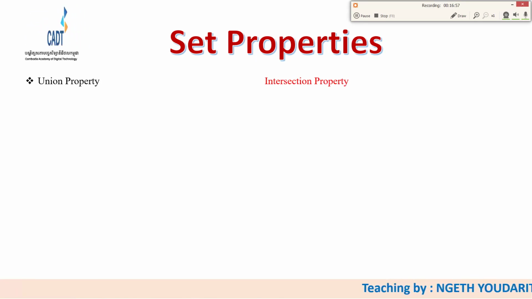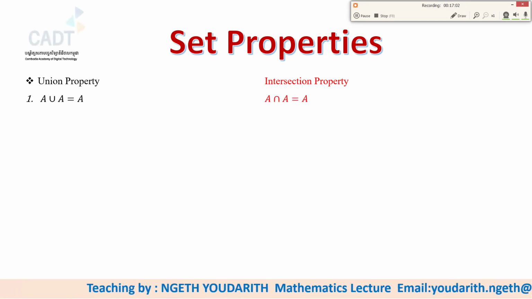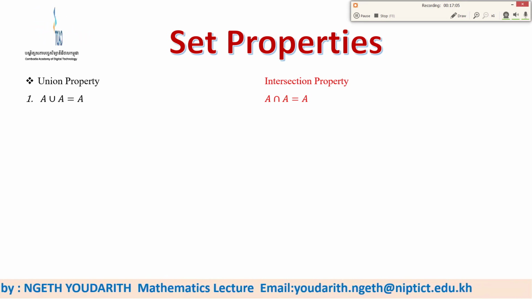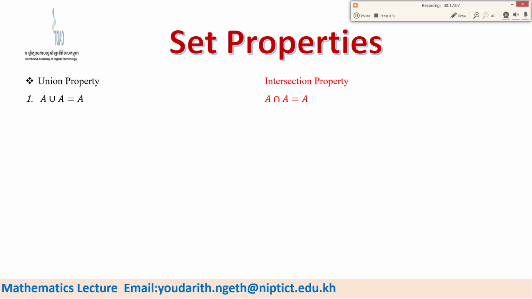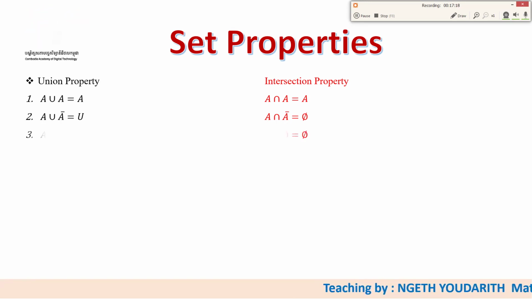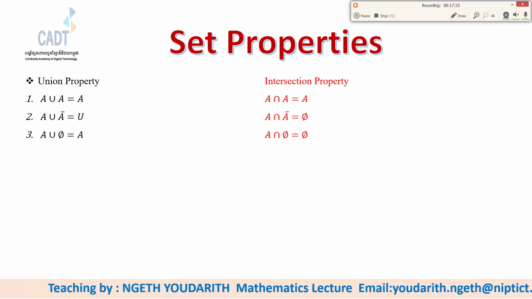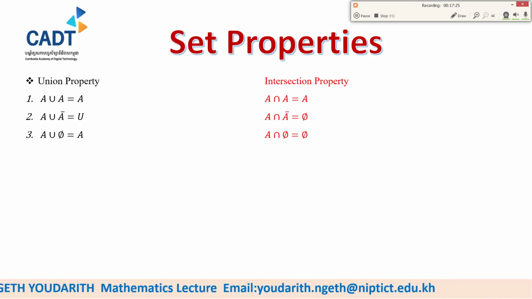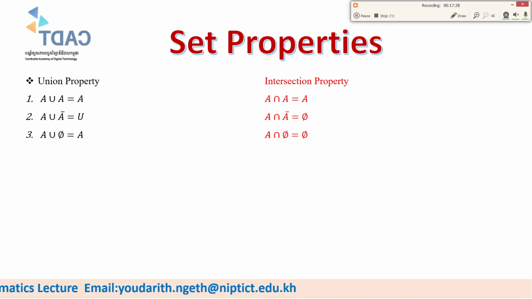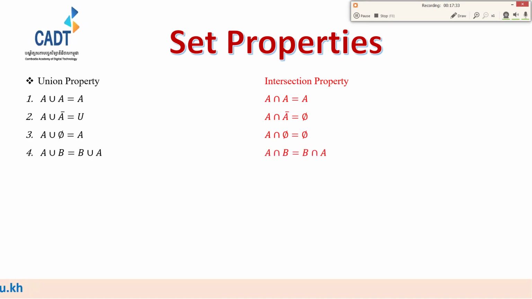Union property and intersection property. A union A is equal to A. A intersection with A is equal to A. A union complement of A is equal to the universal set, and A intersection complement of A is equal to the empty set. A union with the empty set is equal to A, and A intersection with the empty set is equal to the empty set.